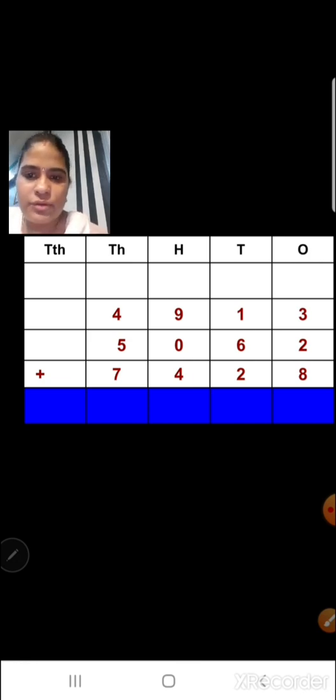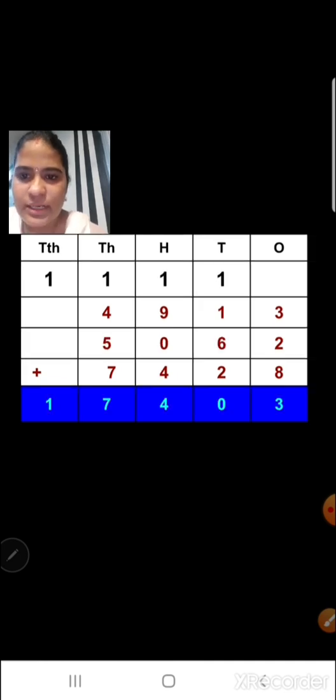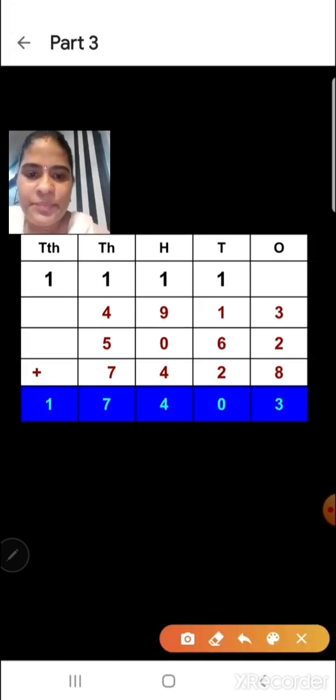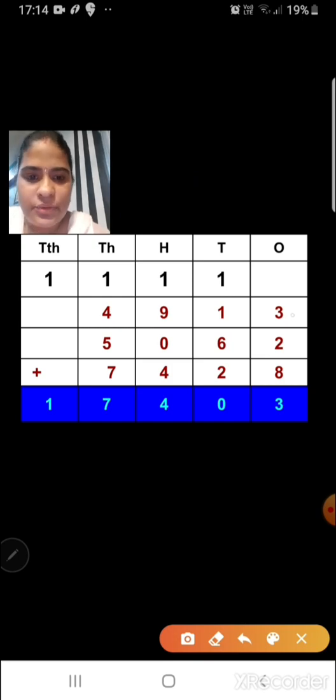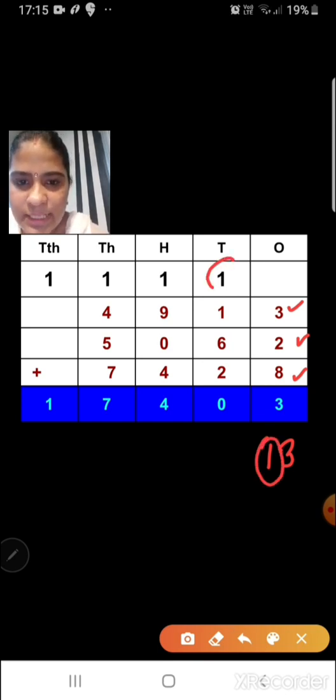While adding, we have to start from ones place. So let us add. Children, in ones place we have 3 plus 2 plus 8. We have 3 digits that we have to add. 3 plus 2 is 5. 5 plus 8 is 13. As we have got 2 digits as our answer, the first digit will go in the tens place as carry over, and number 3 you have to write in ones place.